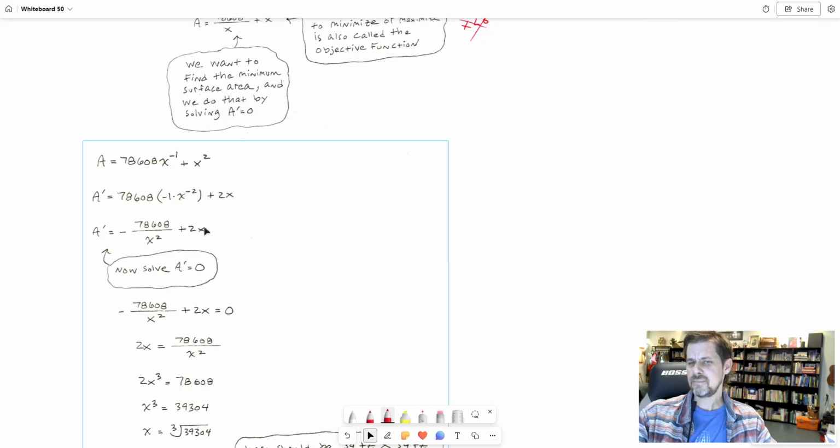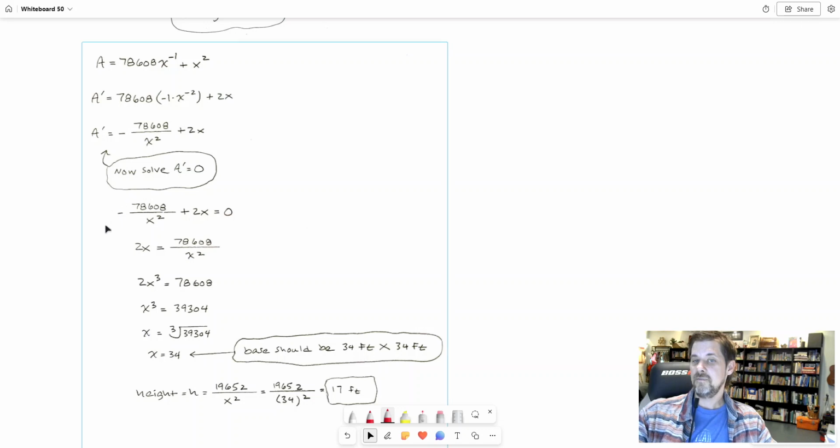Okay, all right. From there, I need to take that, which is the derivative, and solve it for 0. So I wrote that down here. I moved this term over there. It became positive. I cross multiplied this x squared over here. It became 2x to the third. I divided by 2 and I got this number.